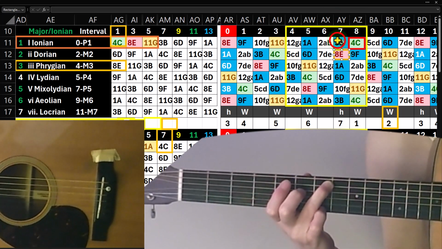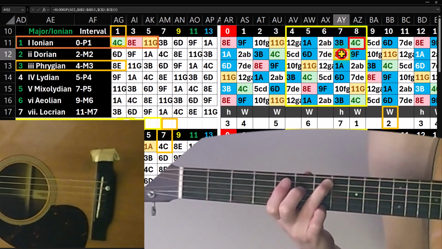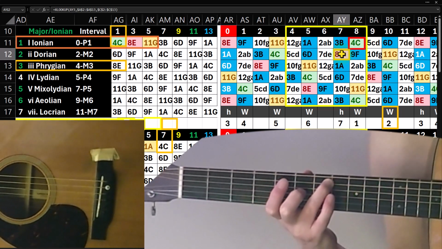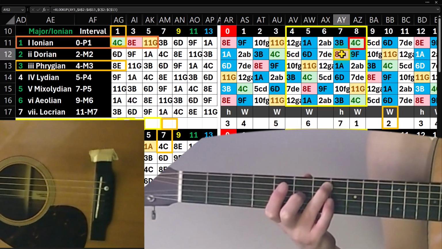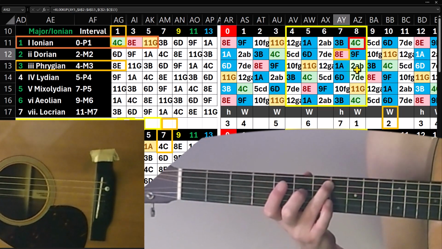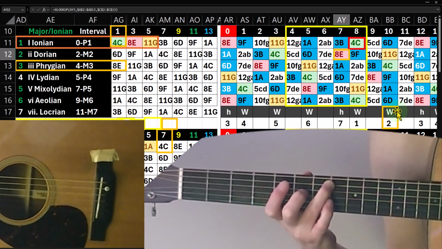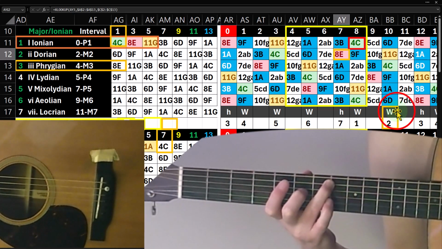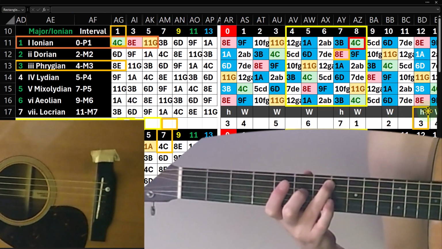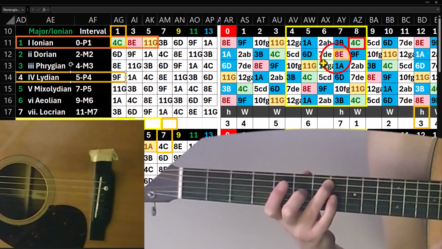So the Phrygian lives at the bottom of the house. So this is C's house. The Phrygian's in the basement. It's the rocker, punk rocker kind of mode. That's how I think of it, because it has that really kind of heavy minor second to it. So we have the 3 there, and then we're going from the 3, a half step to the 4. So that's going to be a half step.